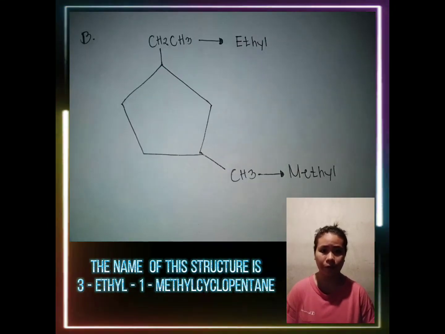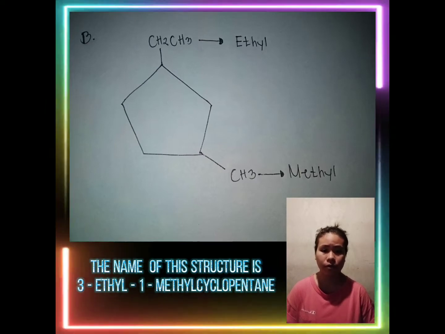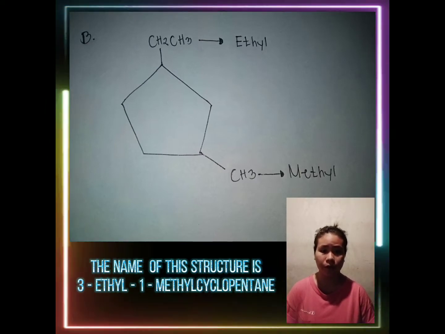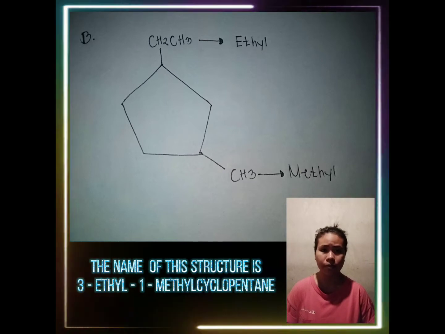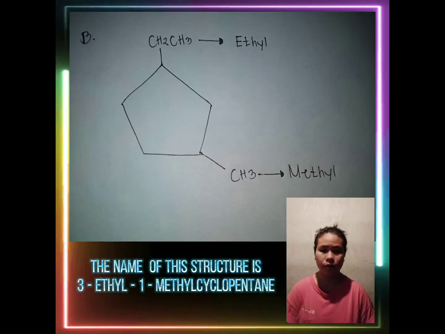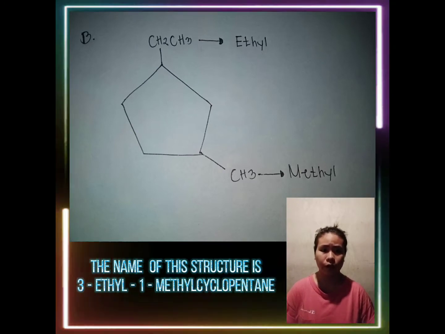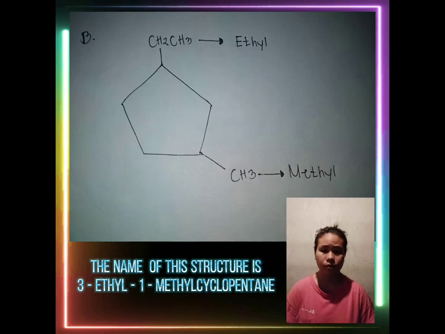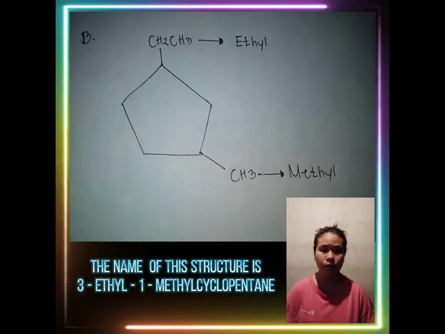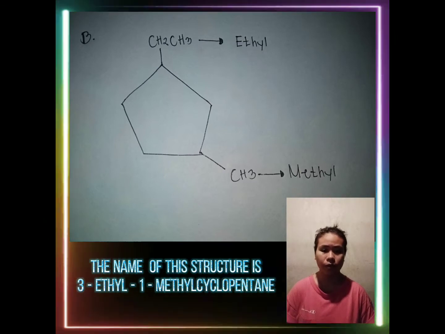Letter B. First, find the parent. Count the number of carbon atoms in the ring. So they have 5 carbons, named as a substituted cyclopentane. Next, identify and number the substituents. The substituents present in the structure have 1 methyl attached to carbon 1 and 1 ethyl attached to carbon 3 in the cyclopentane parent. The substituents will be 1-methyl and 3-ethyl. The final name will be 3-ethyl-1-methylcyclopentane.